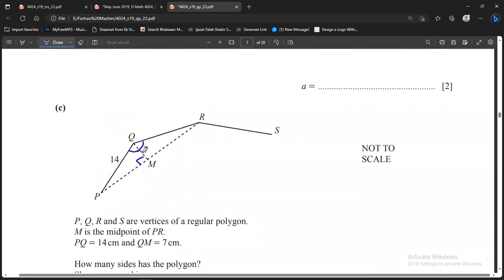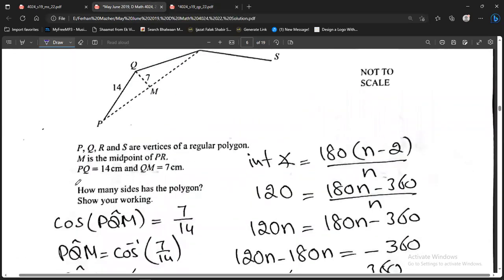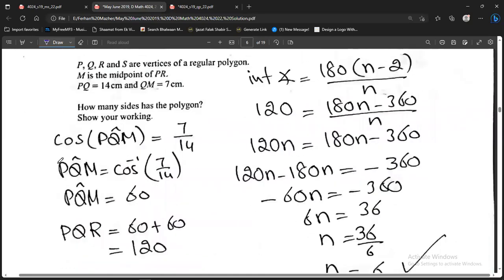First of all, because M is the midpoint, these two sides are equal to each other. So it's an isosceles triangle. So this line, which divides it into two equal parts, will make a 90-degree angle. So it's a right angle triangle. I want to find out this angle. This will be my base, this will be my hypotenuse. I will apply cos. Once I know that angle, I will double it. So cos PQM is equal to 7 by 14.